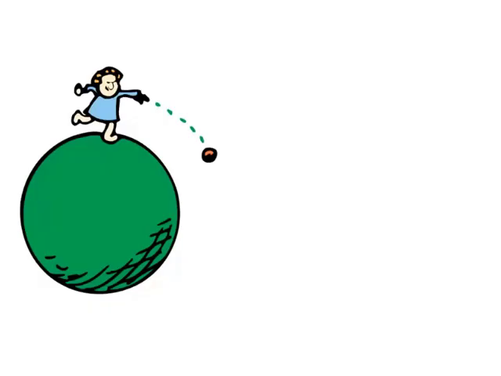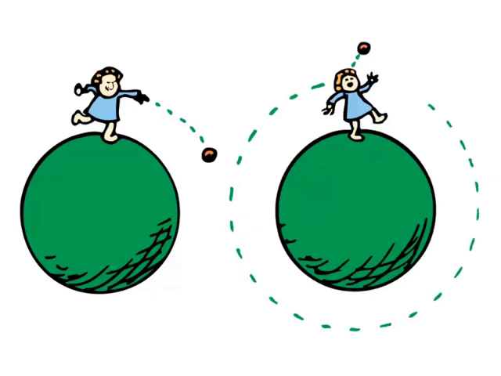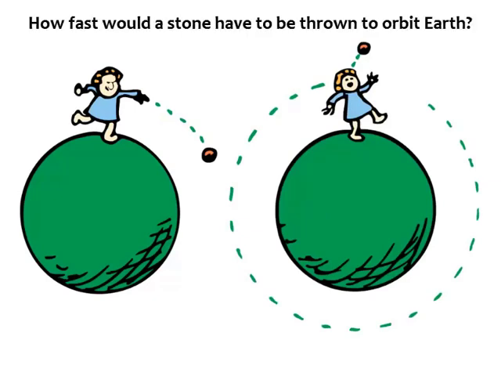On an imaginary tiny planet, you wouldn't have to throw the stone very fast to make its curved path match the surface curvature. Because of the planet's small size and low mass, if you threw the stone just right, it would follow a circular orbit. How fast would the stone have to be thrown horizontally for it to orbit Earth?